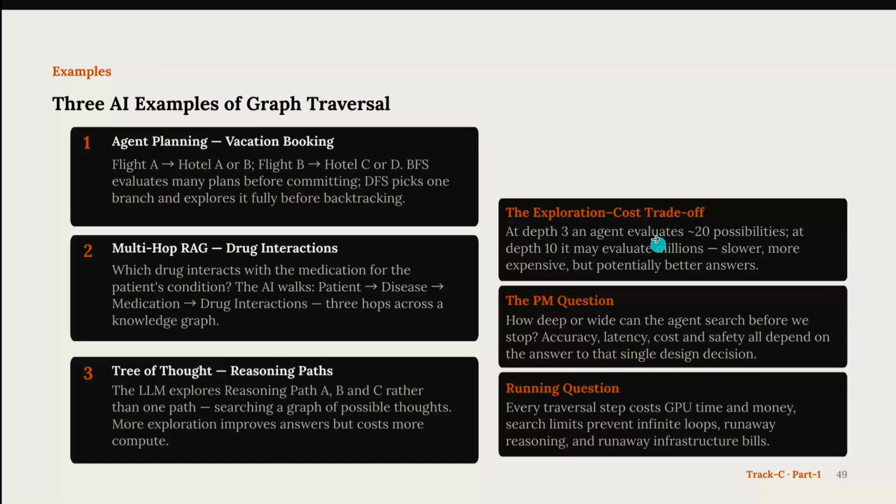but sometimes potentially the best answers. Yeah. The PM question that we just discussed was, how deep or wide can the agent go before we stop? Accuracy, latency, cost, and safety are all dependent on that single decision. The running question that we should ask as PMs is always, hey, every traversal step costs me GPU time and money, search limits, and so on, the runaway reasoning, and runaway infrastructure bills. So, what's the optimal path that I should take?